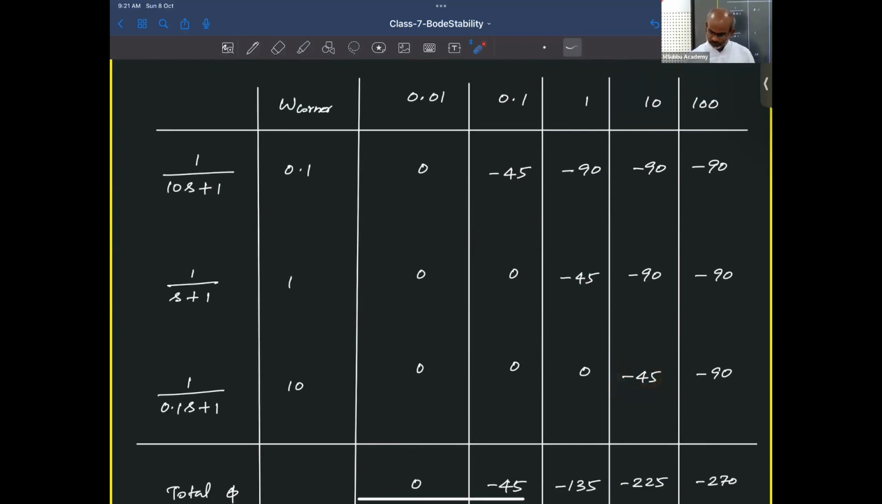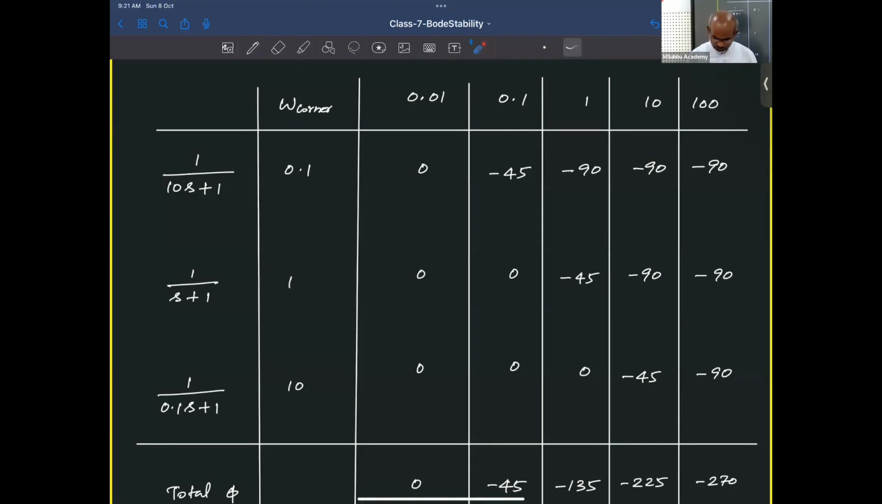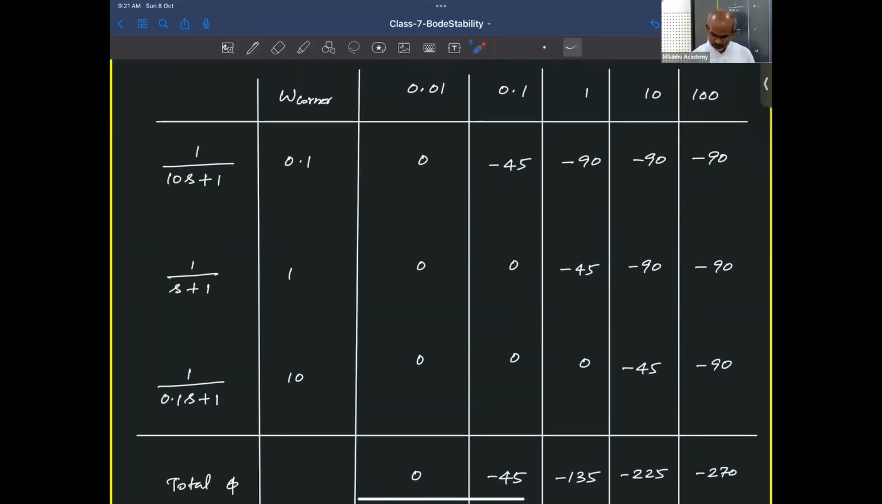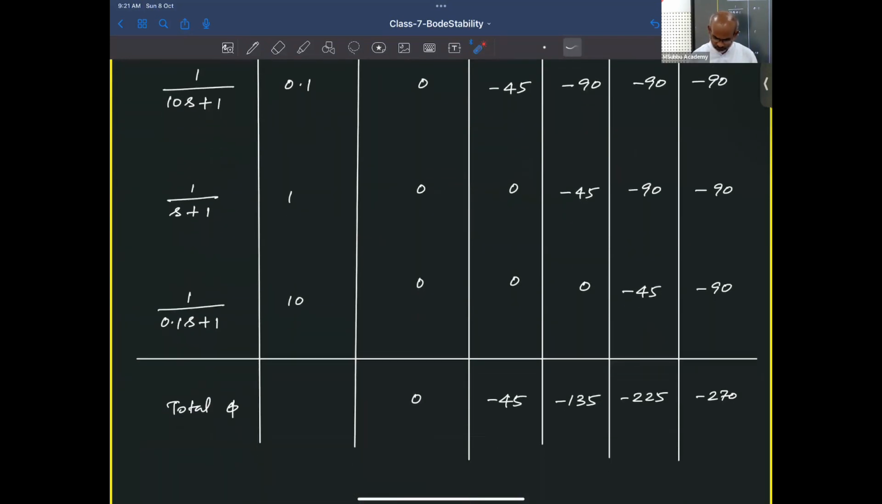Now we have the phase angle for every first order system. The total phase angle is simply the summation of these phase angles. At the frequency of 0.01, what is the phase angle? Adding every value, it is simply 0 here.